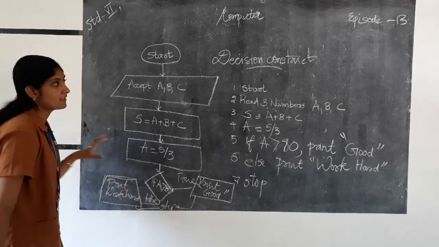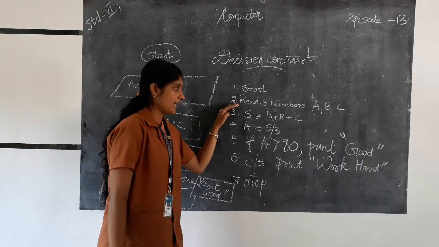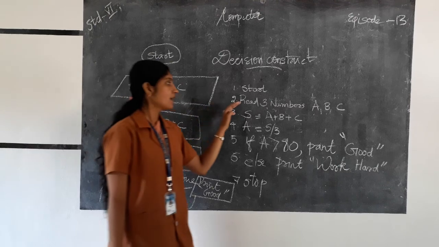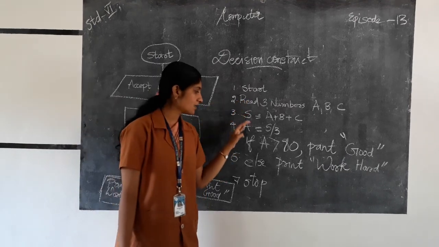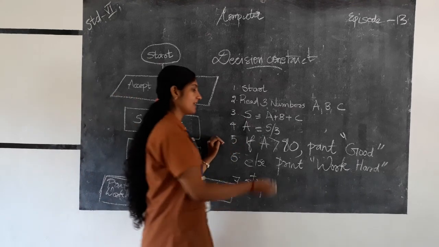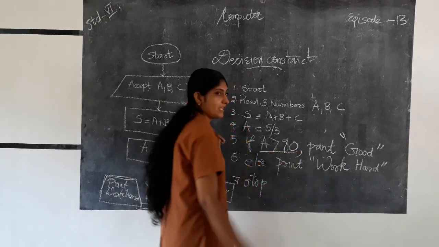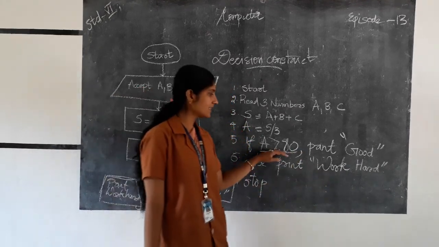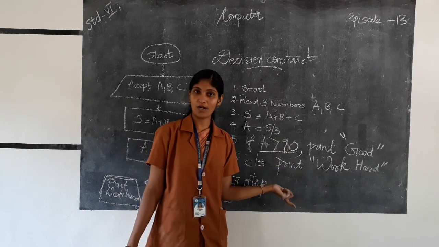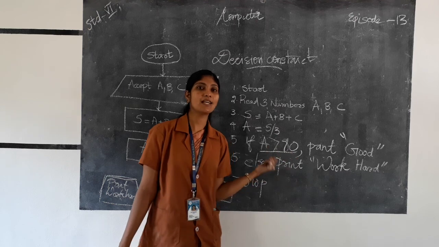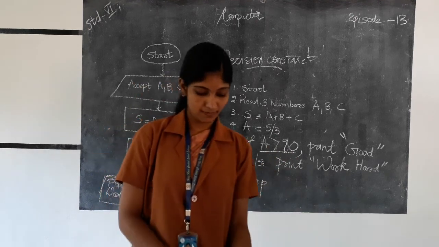Okay, so this is the decision construct. The flow of a program goes from one statement to another statement, and it depends on the decision. So here the decision parameter is A greater than 80; if true it goes to one statement, otherwise it goes to another statement.